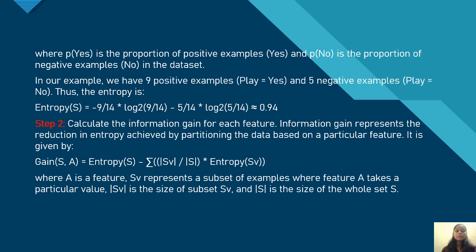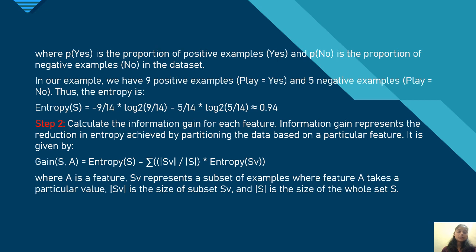In our example, we have 9 positive examples, that is the target variable play which is equal to yes, and 5 negative examples with the target variable play which is equal to no, and thus the entropy is given by minus 9 by 14 into log 2 of 9 by 14 minus 5 by 14 into log 2 of 5 by 14, which gives the approximate value, that is 0.94. And we move to the second step, that is step 2.